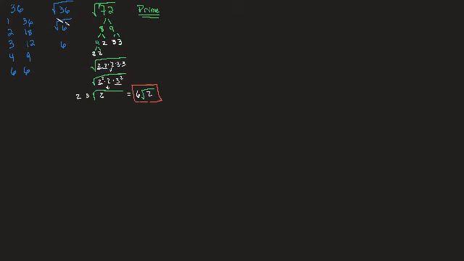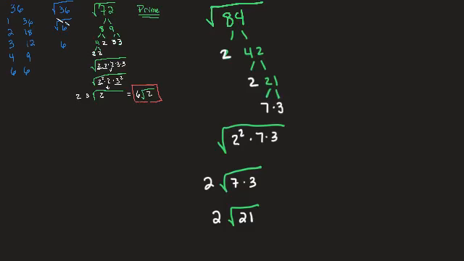All right, let's try a new one. Let's try the square root of 84. Pause the video. You try this one on your own, see how you do. Okay, so did you come up with 2 square root of 21? If you did, pat yourself on the back, and if you didn't, pat yourself on the head. It'll be okay. So, let's take a look.